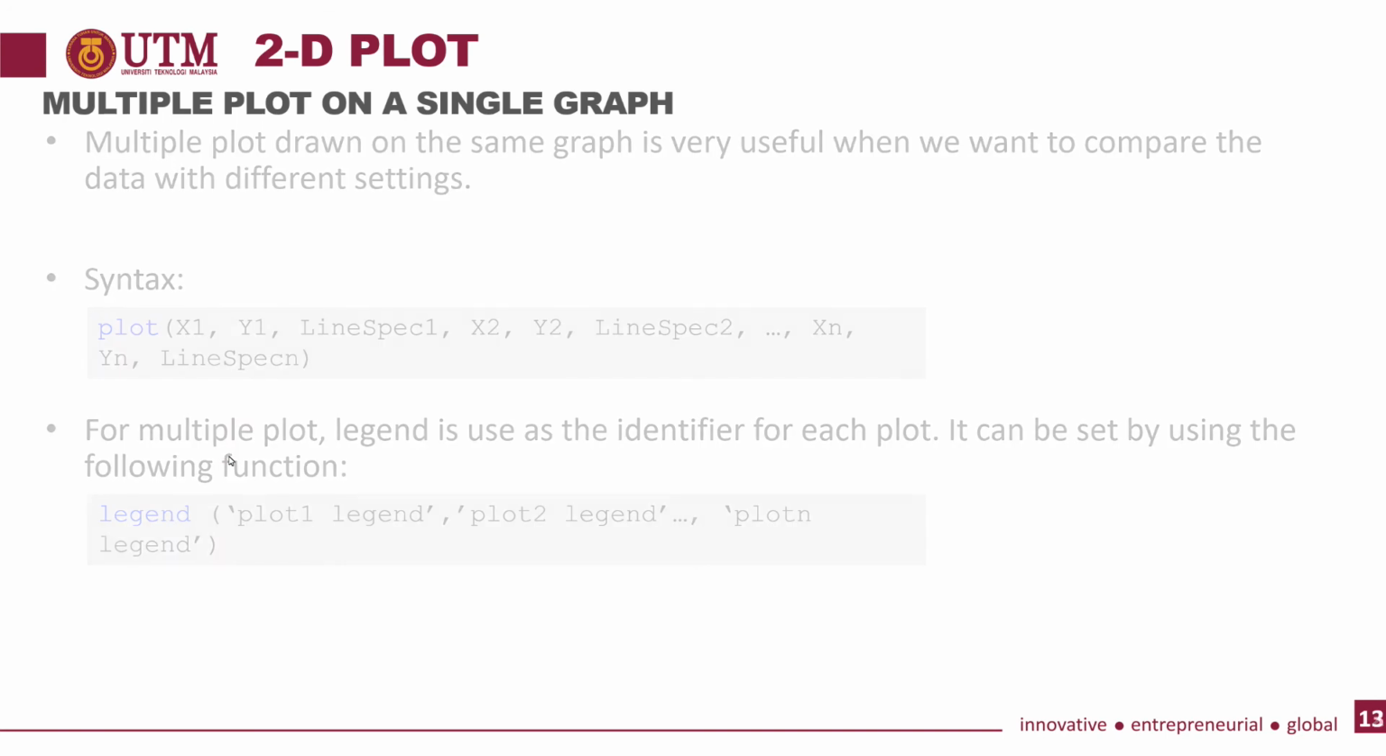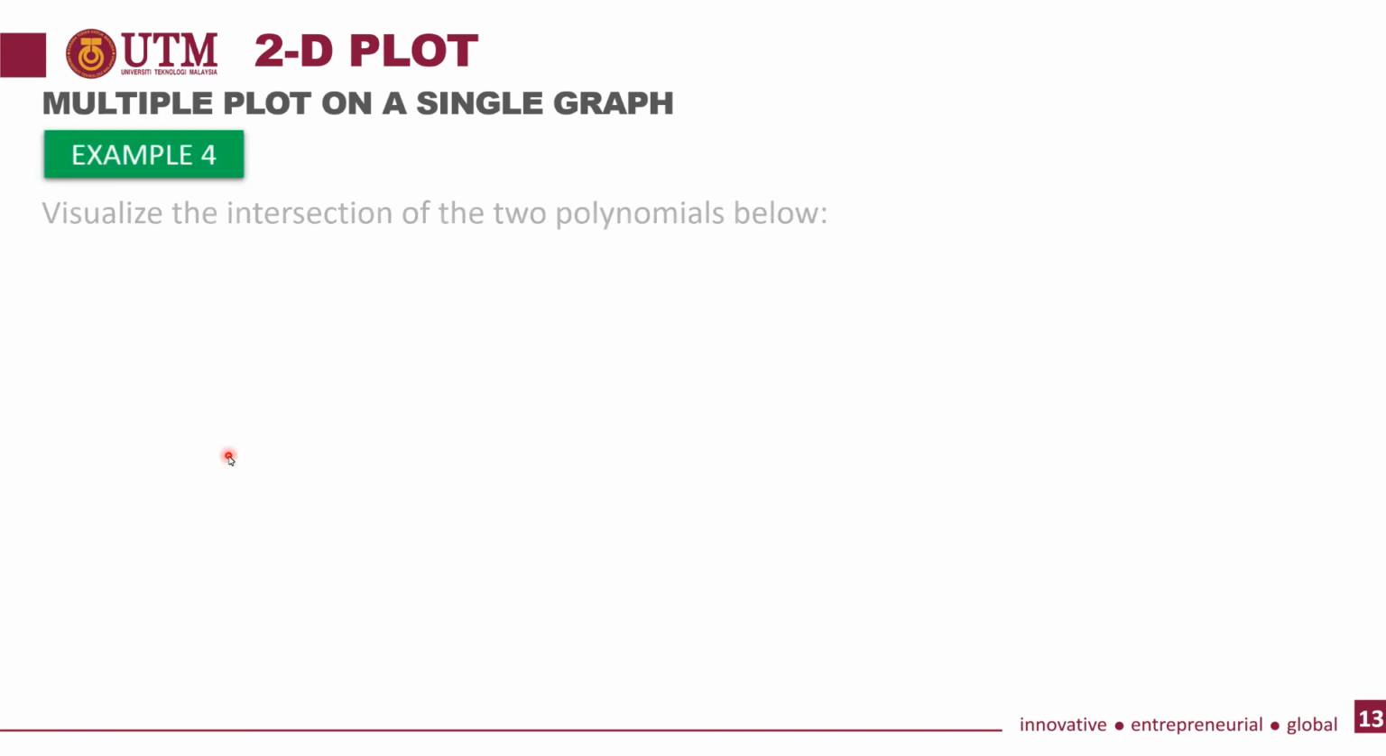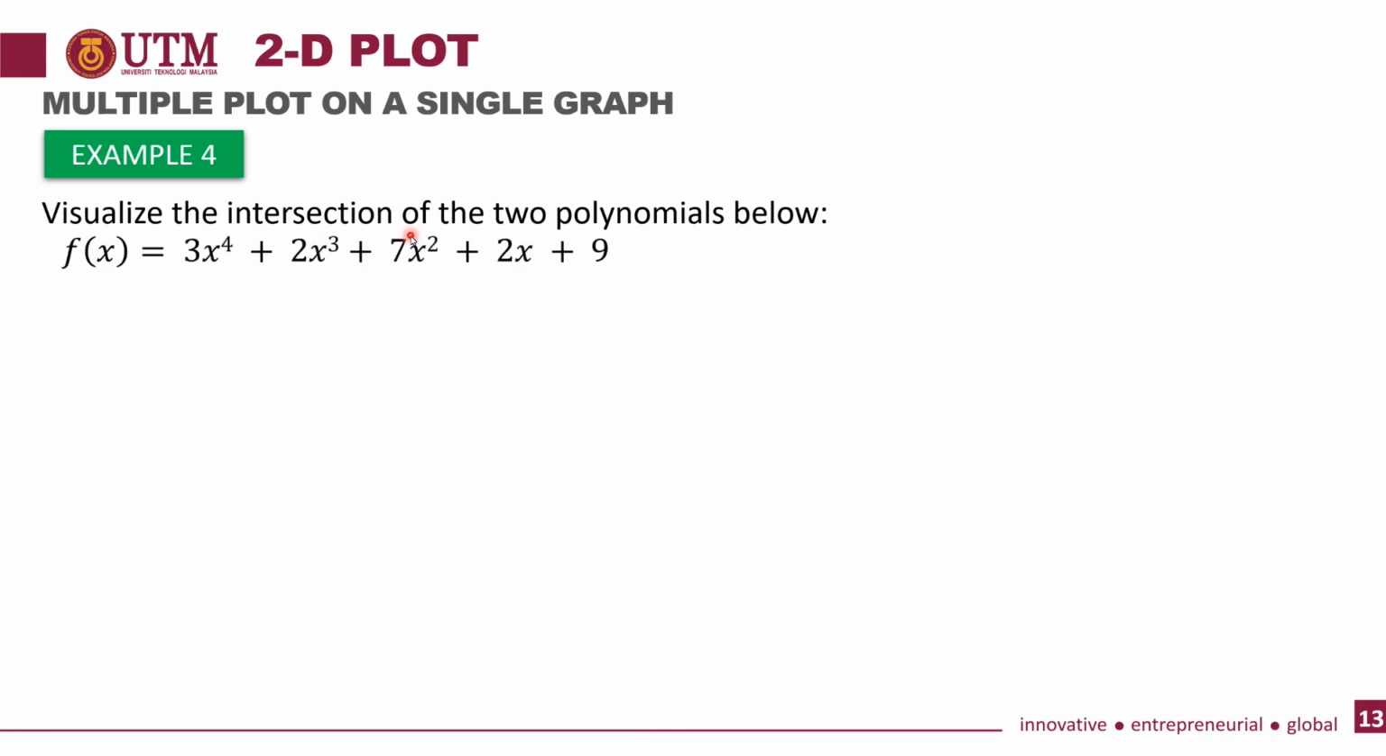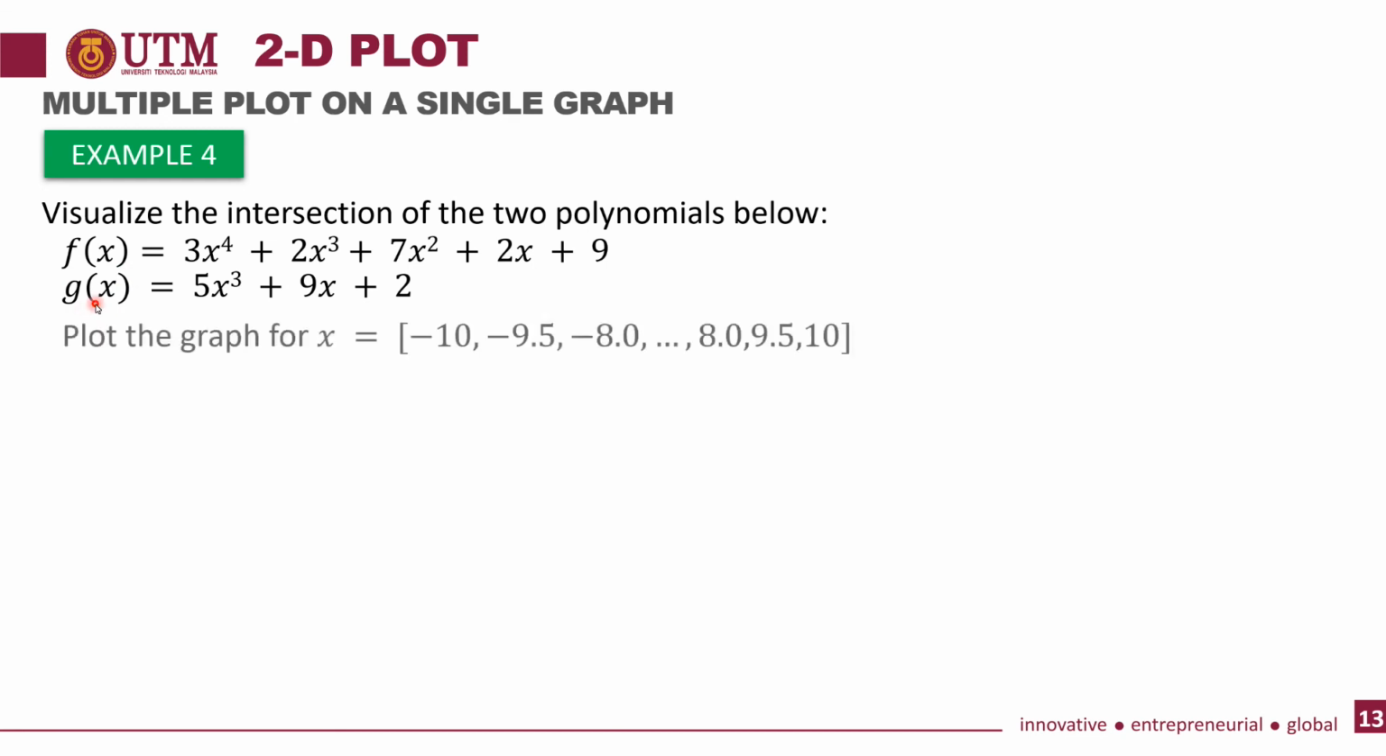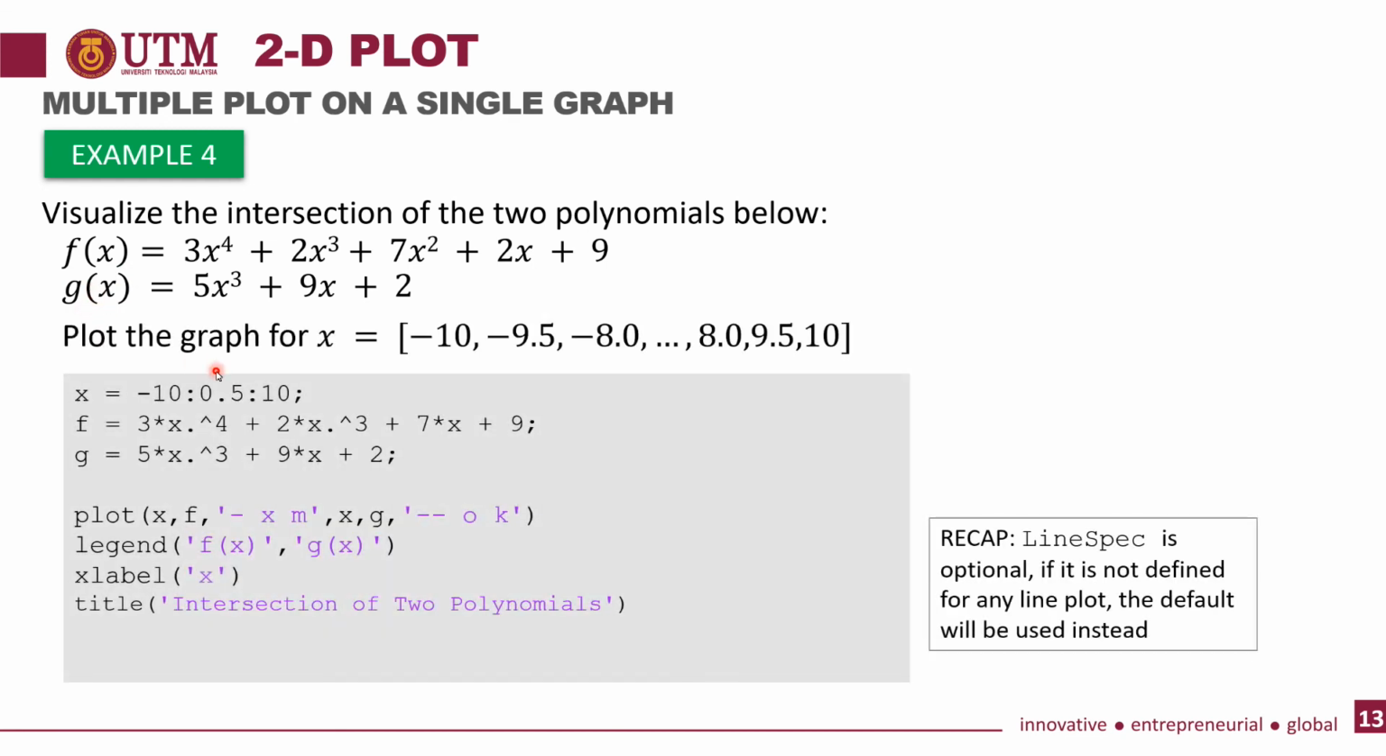All right, let's take a look at example number 4. Visualize the intersection of the two polynomials below. For this example, we are drawing two different lines, the function f(x) and the function g(x), and we wanted to observe the intersection of the two polynomials. Plot the graph for x from negative 10 and negative 9.5, negative 9, until it reaches positive 10. To create this, we just put this code.